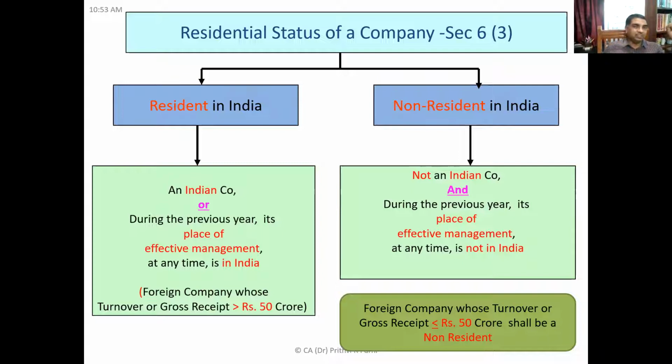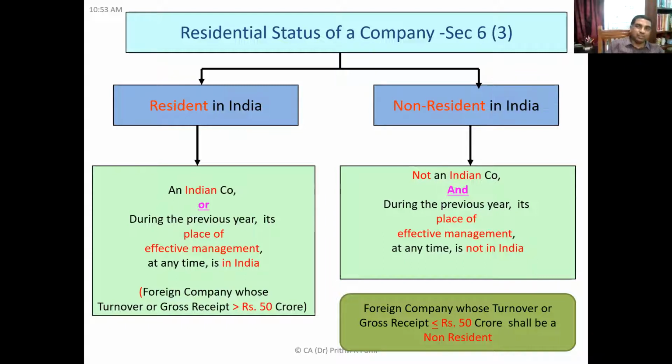Let us see who is a resident in India. If you look at this picture, you can see an Indian company. An Indian company, as I told you in the definition, is a company incorporated in India under the Companies Act 1913, the Companies Act 2013, or any other previous law, or laws which are applicable to different states or even territories. All of them are Indian companies. All Indian companies are invariably resident in India.